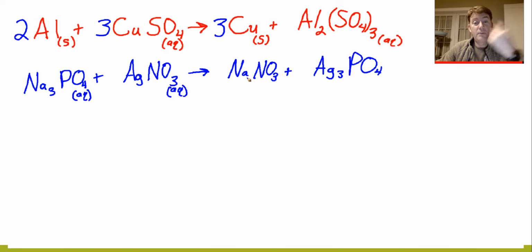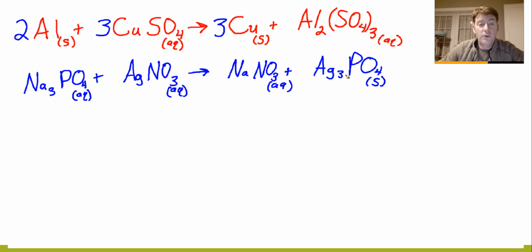So, I said before, sodium's always soluble. So is nitrate. So you definitely know this stuff here is aqueous. Now, phosphate is not soluble unless it's with something like sodium. So this is our precipitate. From 2 solutions, we made a solid.